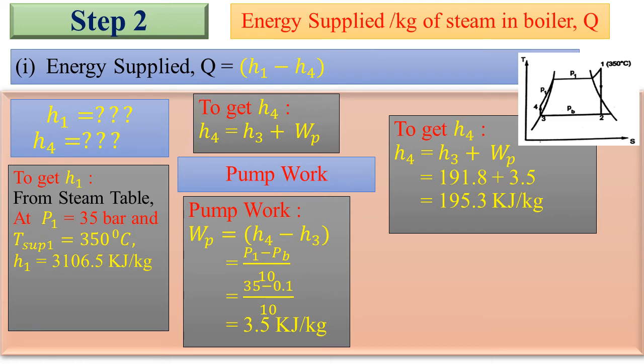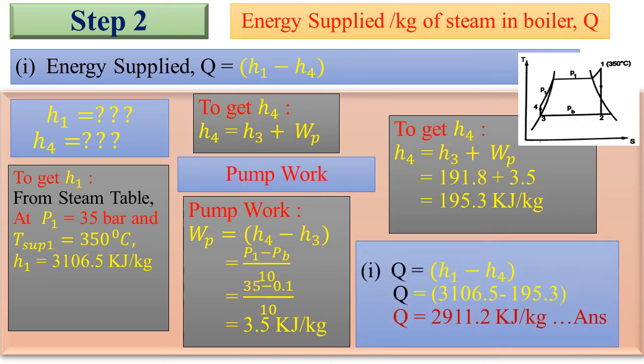So we have calculated 3.5 by using the pump work formula, (P1 minus PB) by 10, which is 3.5. Then H3 we get from the steam table, 191.8, and after addition of these two values we get enthalpy at point 4, that is 195.3 kilojoule per kg.